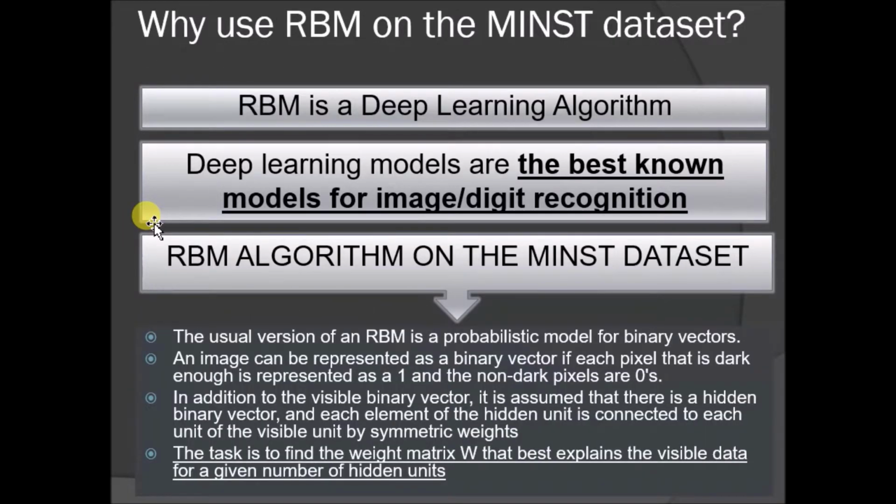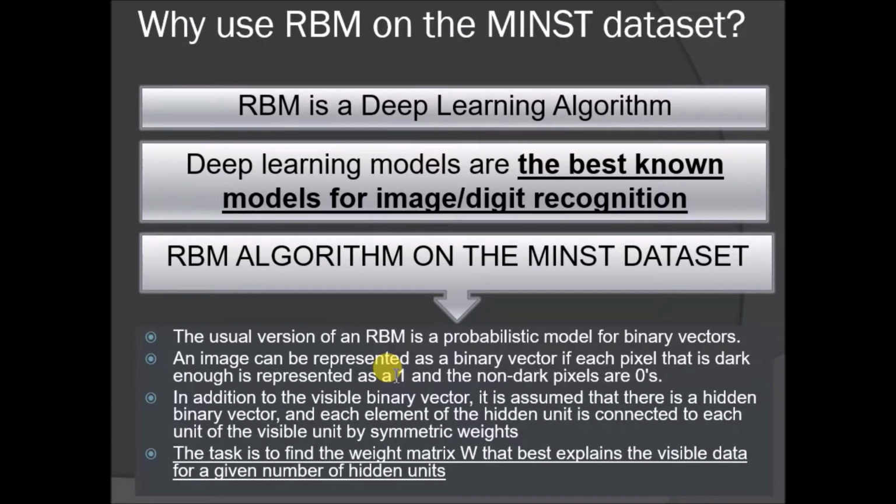As I said before, this is a dataset that is recommended to start using restricted Boltzmann machines. It turns out that deep learning models are the most advanced we have at the moment for image and digit recognition, so this is perfect for this kind of dataset. We're going to use a restricted Boltzmann machine, which is a probabilistic model of binary vectors. There was a binarization process that allowed us to have either zeros or ones. Basically a 0 means there is nothing there, it's all white, and a 1 means we have some information, something that could represent a number.